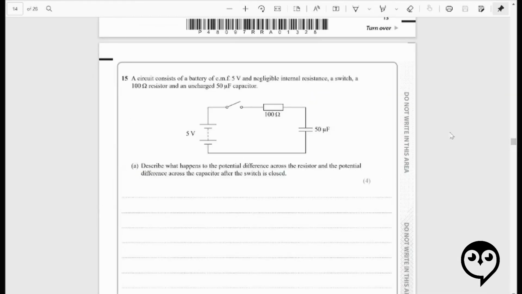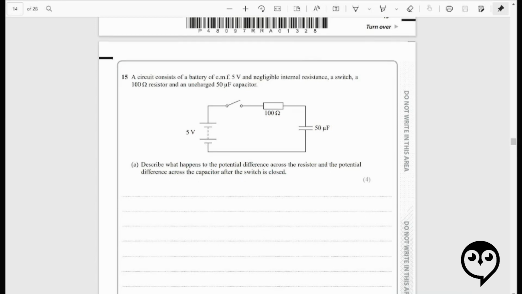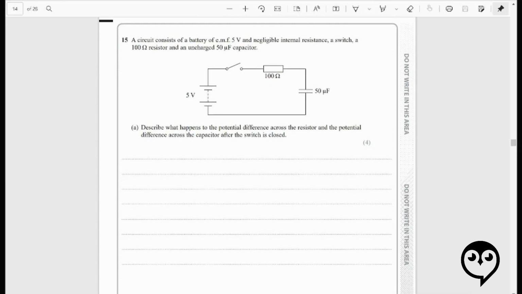All right, this is an Edexcel question from 2017. This is paper 1. We've got, again, a capacitor and a resistor. Okay, describe what happens to the potential difference across the resistor and the potential difference across the capacitor after the switch is closed. Okay, well, let's see. It's an uncharged capacitor. Okay, so the voltage across the capacitor is going to start at 0, and it's going to go up to a maximum, probably 5, I would imagine.